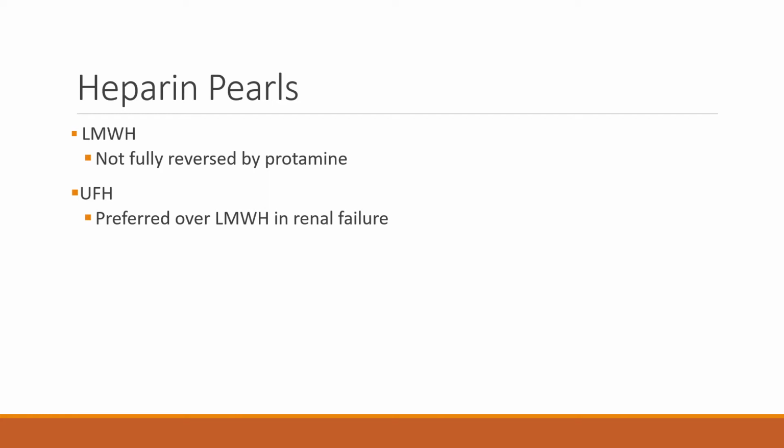Low molecular weight heparin, we're going to talk about in a little bit. One of the ways that you reverse heparin is with protamine, and low molecular weight heparin or Lovenox is not fully reversed by protamine, so I think that's just a little factoid to remember. And then, as I said previously, unfractionated heparin is really preferred over the low molecular weight heparin in patients with either acute or chronic renal failure. Although we do see it, if you have somebody that has end-stage renal disease or an impressive AKI, then unfractionated heparin would be preferred.